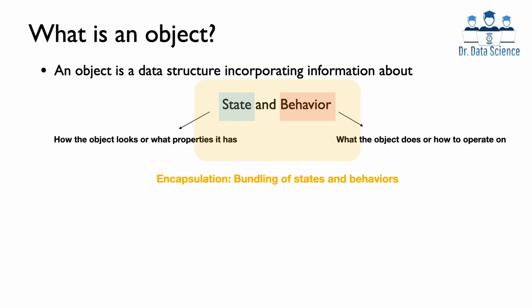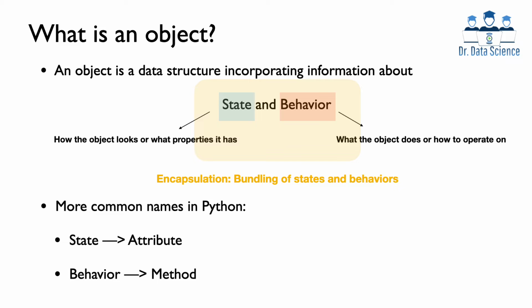So just to recap this, an object is a data structure incorporating information about state and behavior. And the nice thing about objects is that we bundle these two together. And this is what we call encapsulation. This is one of the core principles of object-oriented programming, that states and behaviors are together. For example, in the previous slide, we saw that we have a state, which was the shape, and then we had the behavior part, which was when we use reshape, that we could change the state of the object that we had.